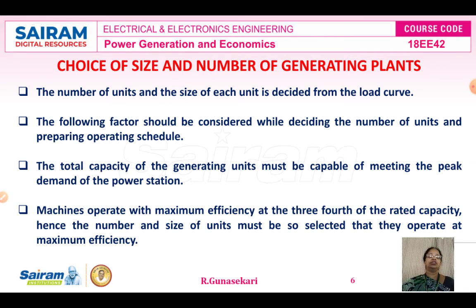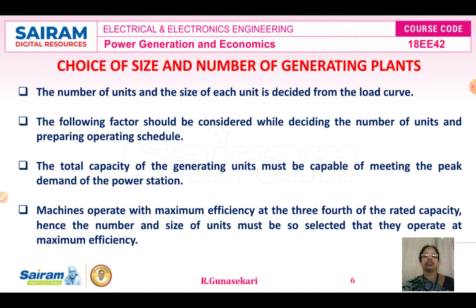This is how the load is shared among the different power plants. Then we studied the choice of size and the number of generating plants. The number of units and the size of each unit is decided from the load curve of the power plant. So the following factors should be considered while deciding the number of units and preparing the operating schedule.